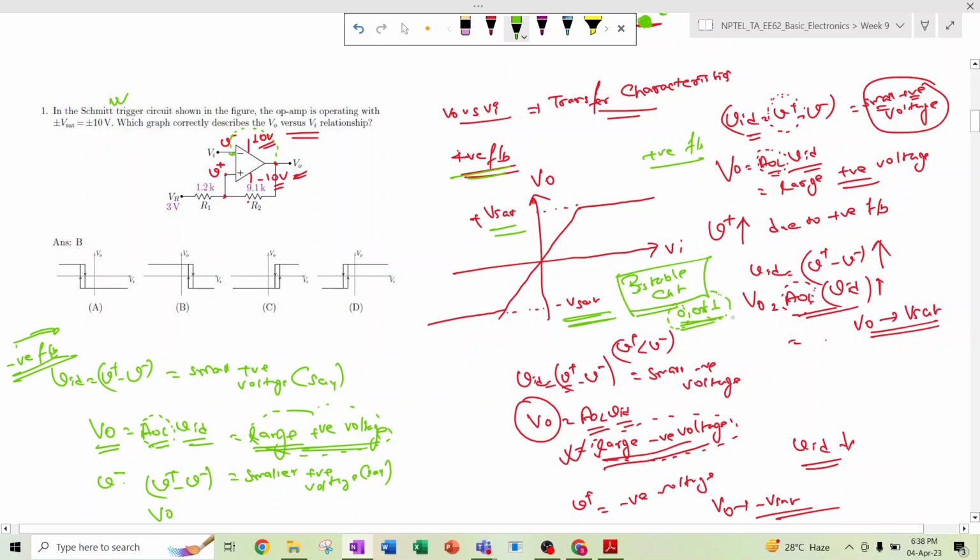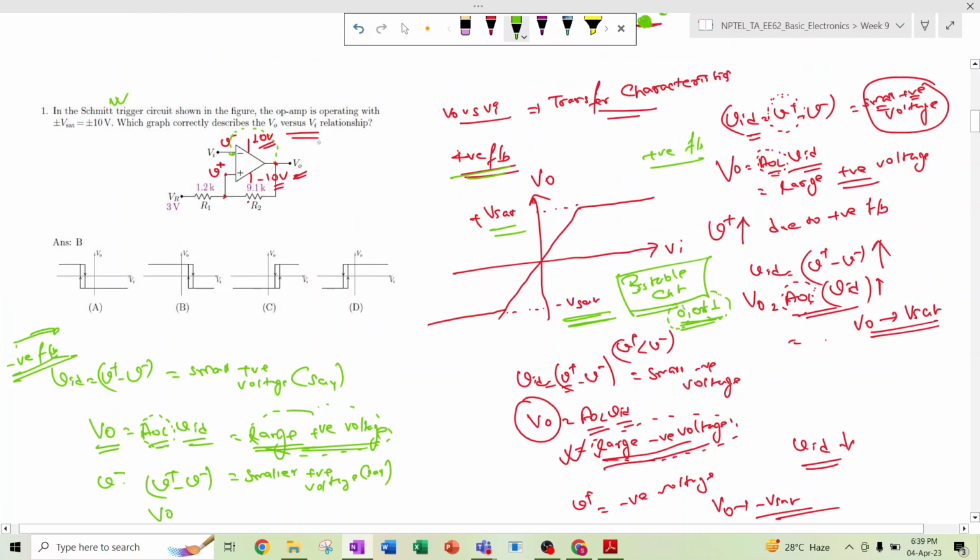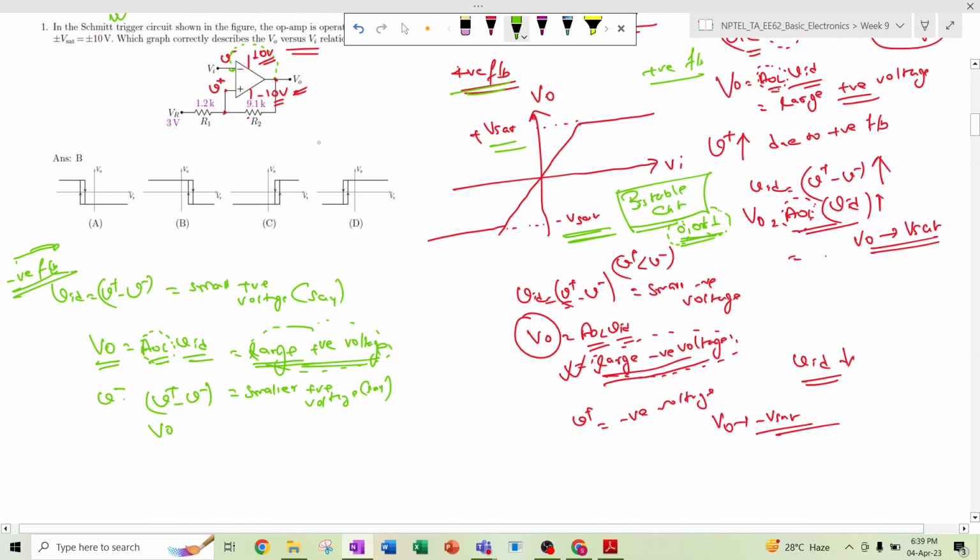So that means only two states are possible, 0 or 1, plus Vsat or minus Vsat, right? Okay, so these are the basic concepts of a bistable circuit. The Schmitt trigger is an example of a bistable circuit, and if we apply an external input, that external input can change the bistable circuit condition. That means it can change the op amp from 1 to 0 or from 0 to 1, that is, plus Vsat to minus Vsat or minus Vsat to plus Vsat.